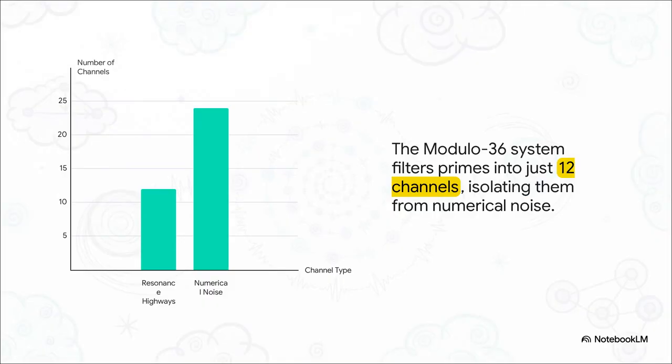And check this out. This is where you really see the power of that filter. When you run all the primes, well, except for 2 and 3, through this modulo 36 system, they don't just scatter everywhere. No way. They get funneled into only 12 of the 36 possible spots. The theory calls these resonance highways. So basically, 2/3 of the space is just numerical noise. It's an incredible way to cut through the clutter.